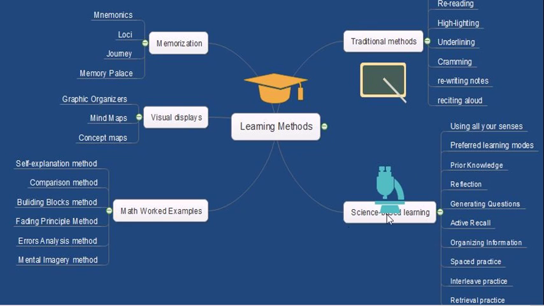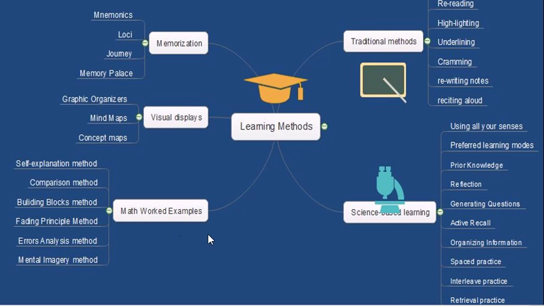You need to use science-backed learning, science-based learning, using all your senses, knowing your preferred learning modes, using the technique of prior knowledge, linking what you already know to what you want to learn or what you want to know, using the technique of reflection, generating questions, active recall, organizing information, spaced practice, interleaved practice, retrieval practice.